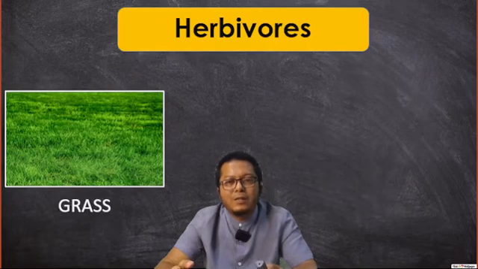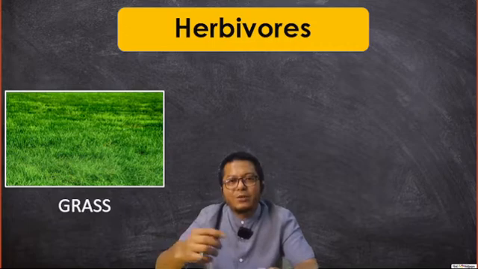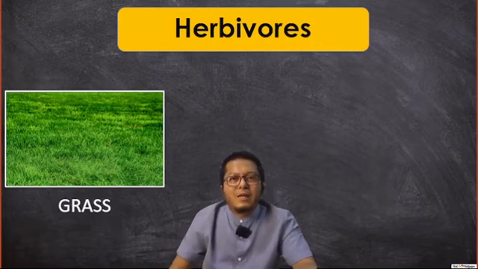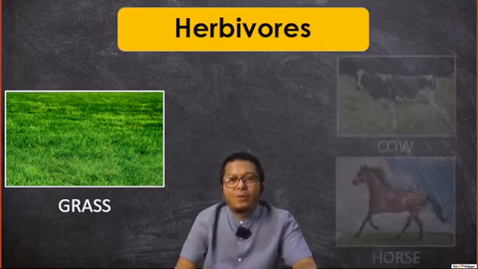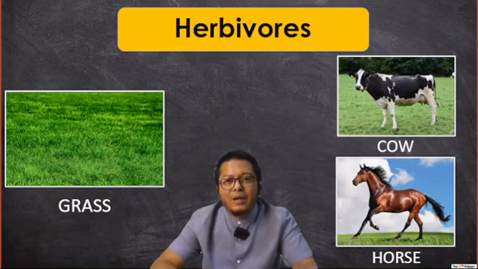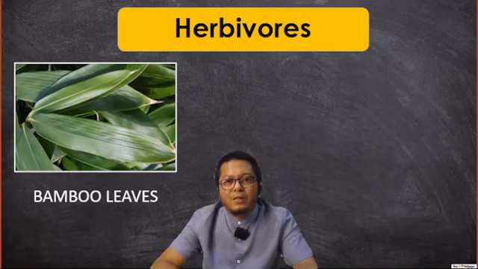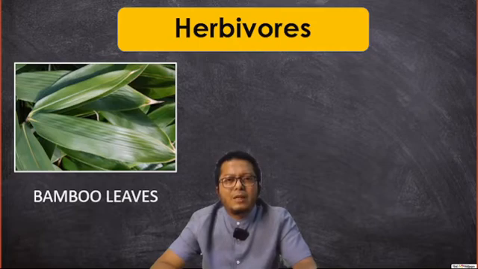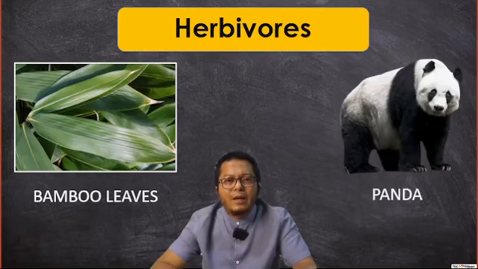Now, what animals love to eat grass? So this is quite easy. There's a few types of animals that love to eat grass that we know. Cow and horse. Cow loves to eat grass and horse loves to eat grass. How about this? Bamboo leaves. We have learned that I believe that we know one or two animals that love to eat bamboo leaves, but the most common animal that eats bamboo leaves would be a panda.